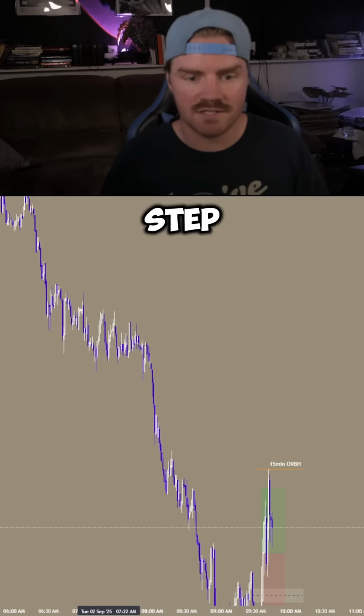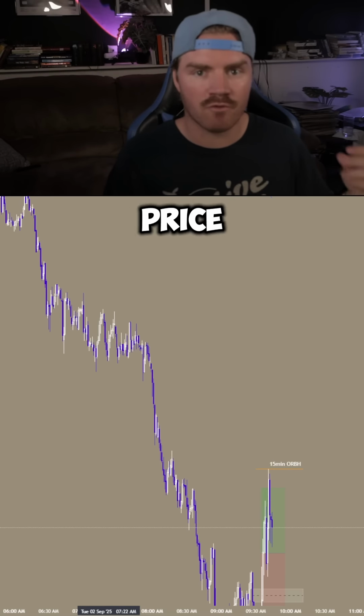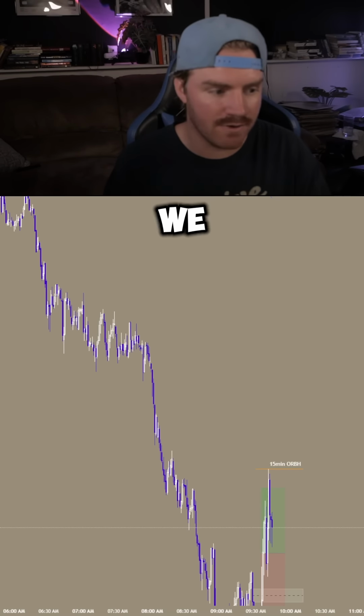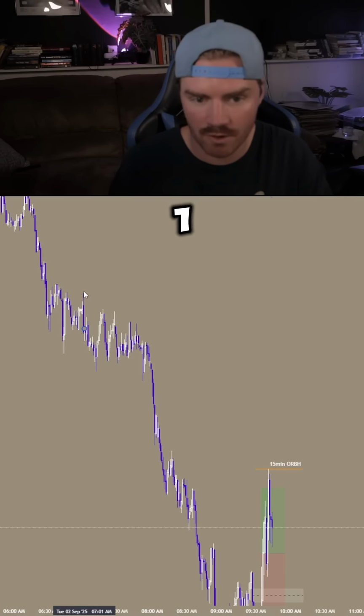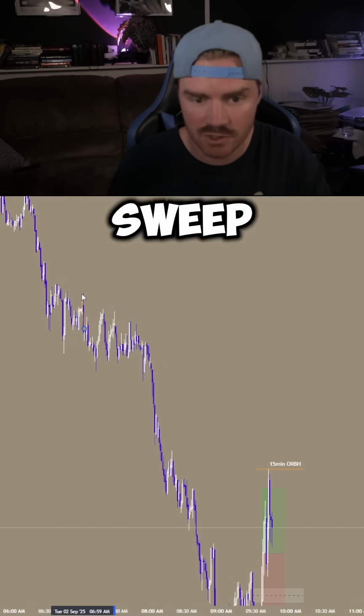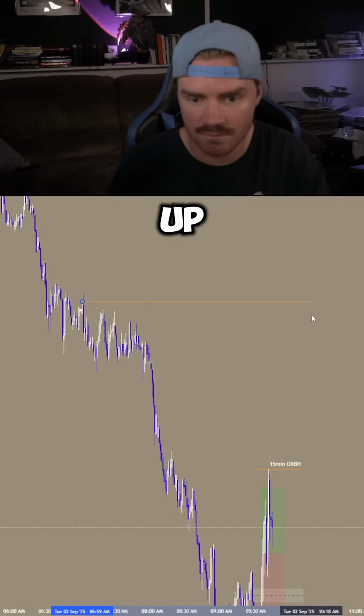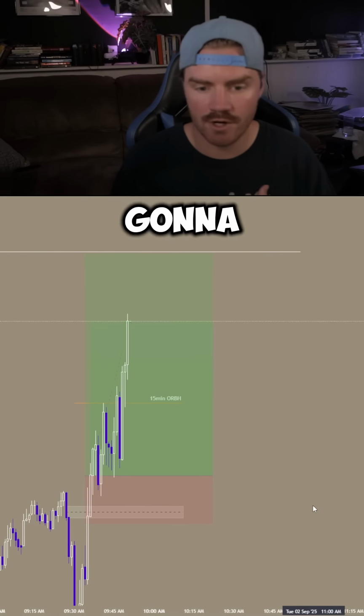The fourth and final step is finding opposing liquidity that price wants to target. Up here I notice that we have a bunch of relative equal highs on the 1-minute time frame, so I want to see price come for all of these levels up here and sweep all of this buy side liquidity up top. So now that we have our entry, we're going to watch this one play out.